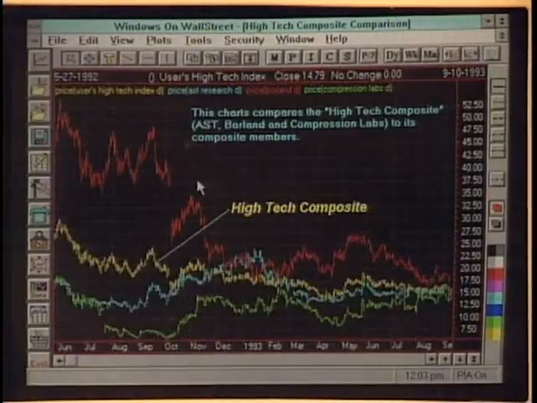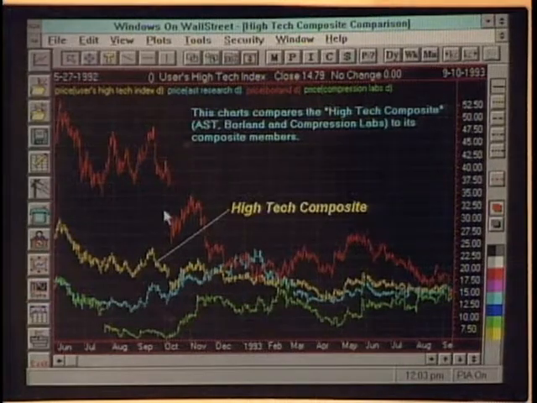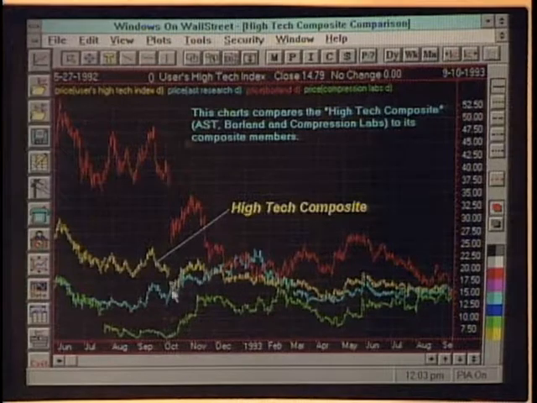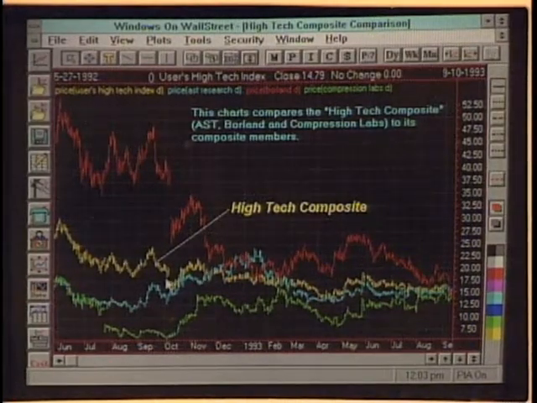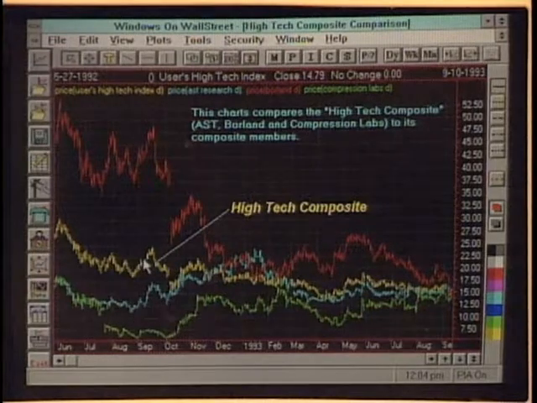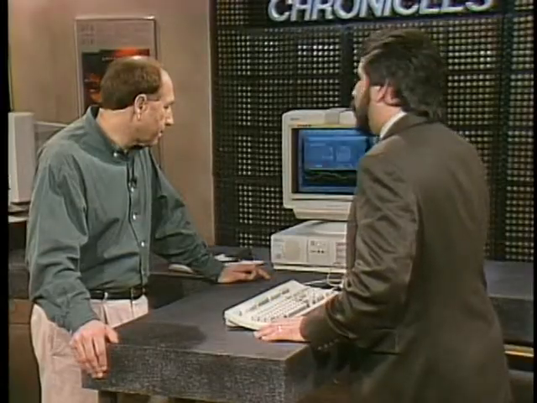Now, what's this going to show us? What this shows us is the comparison of stocks such as AST, Borland, and Compression Labs to the high-tech composite of those particular securities. The yellow line is the high-tech group altogether, what that composite performance has been. And I can see, for example, that red graph, which is Borland, is outperforming the group. That's correct. So it might be a good idea to own some of that, maybe. It could be. It all depends. There might be other indicators that you want to apply against this particular chart.